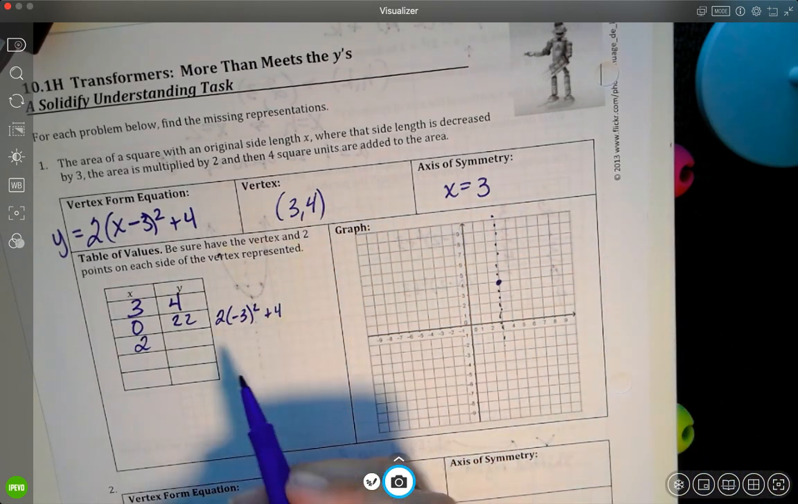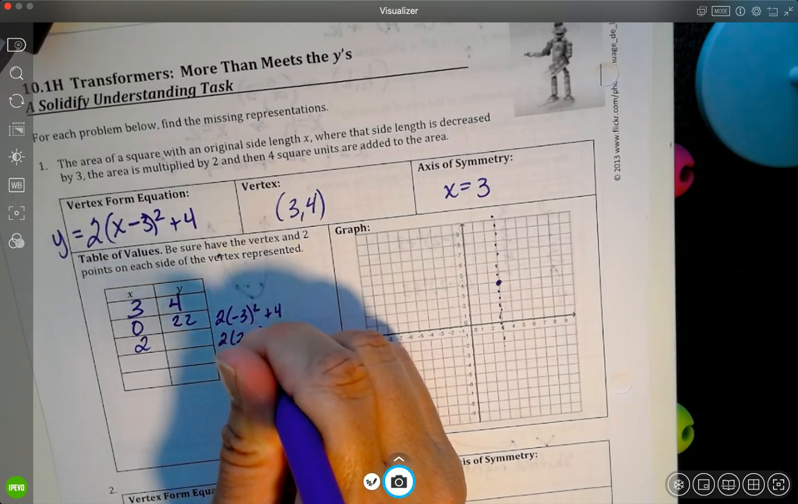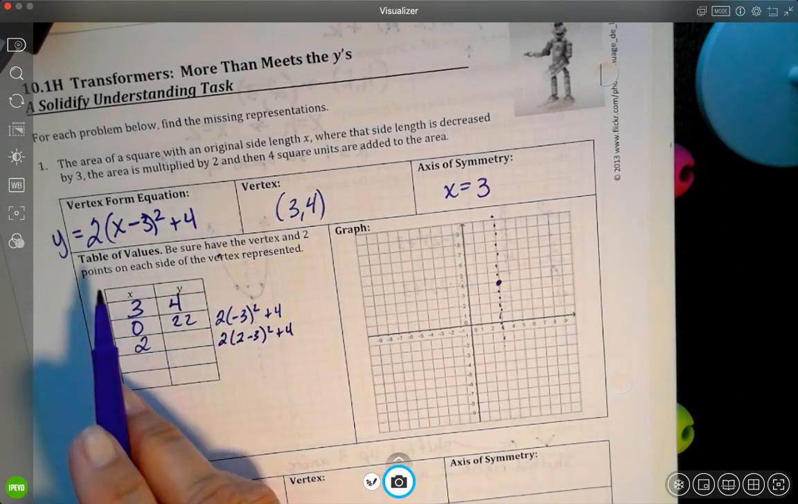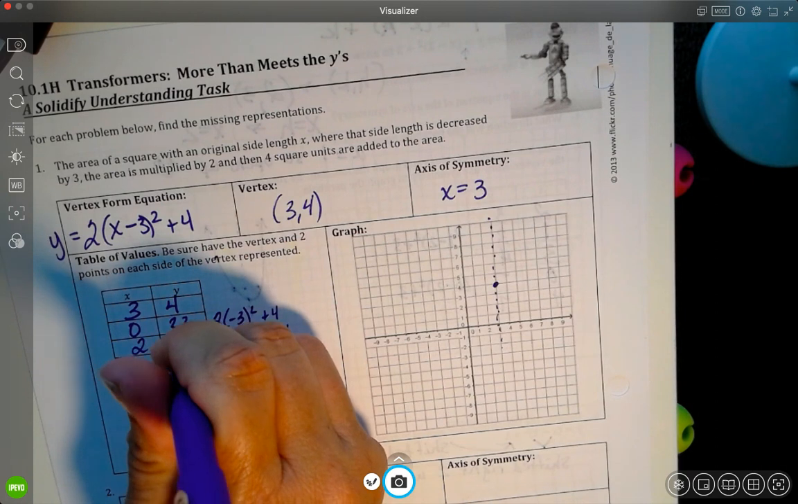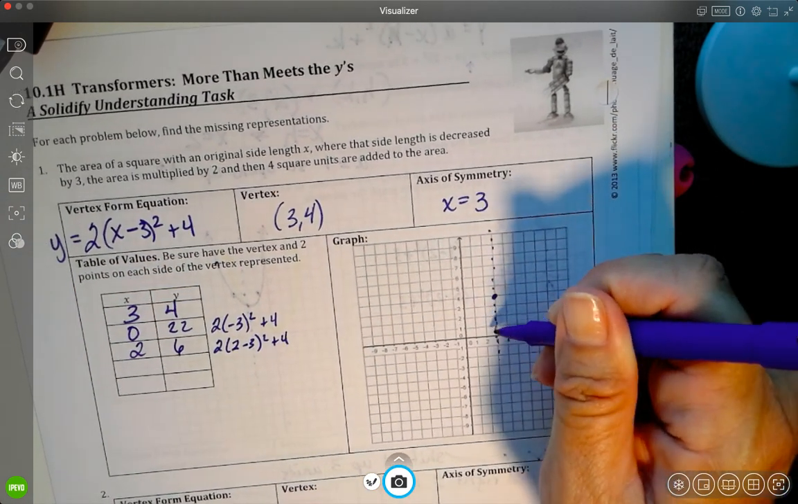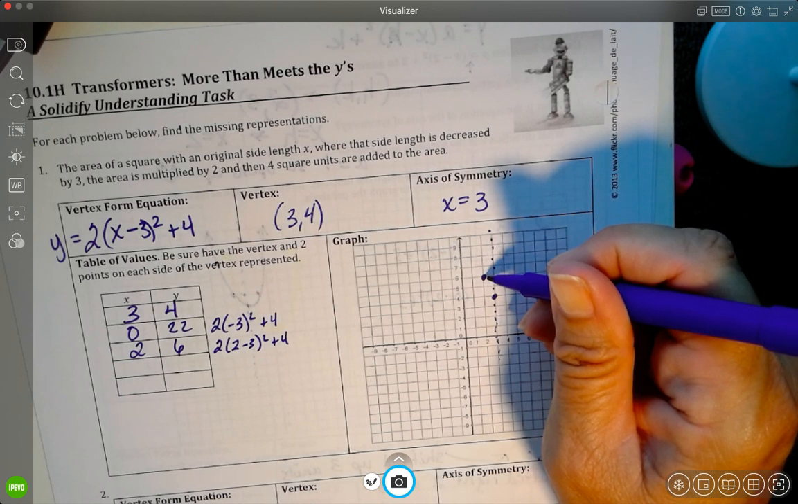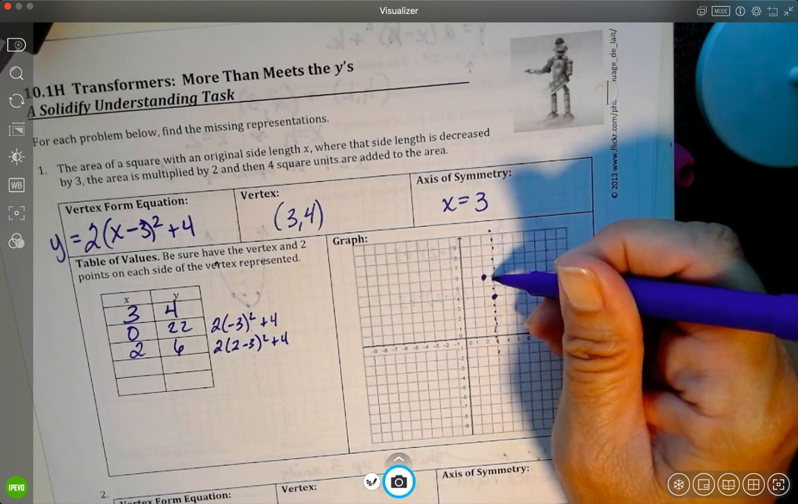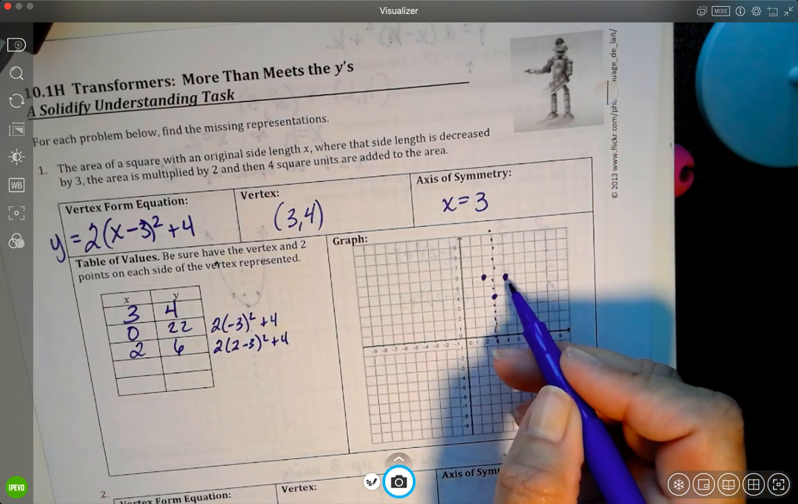Okay, so I'm going to do 2 times (2 minus 3) squared plus 4. Go ahead and plug in 2 for my x. So 2 minus 3 is negative 1. Negative 1 squared is 1. 2 times 1 is 2, plus 4 is 6. Okay, this is good. I can graph this: (2, 6). And this point is only 1 away from my axis of symmetry, so I'm just going to go on the other side, and I have (4, 6).